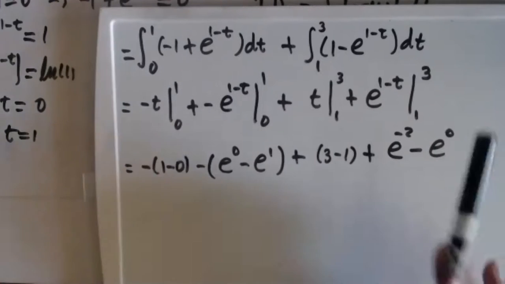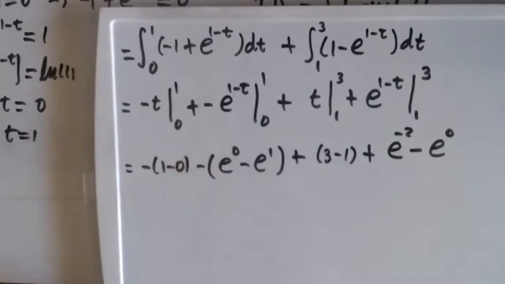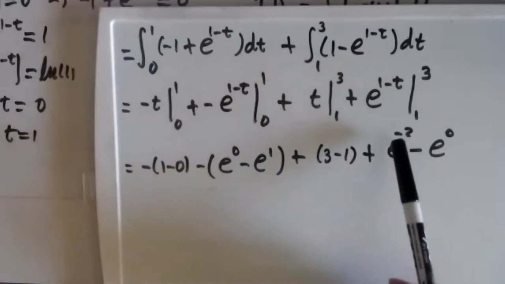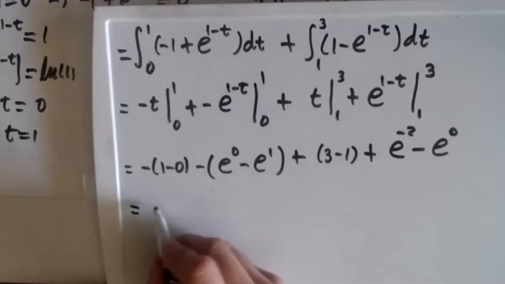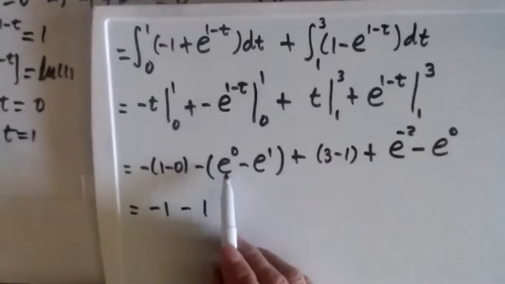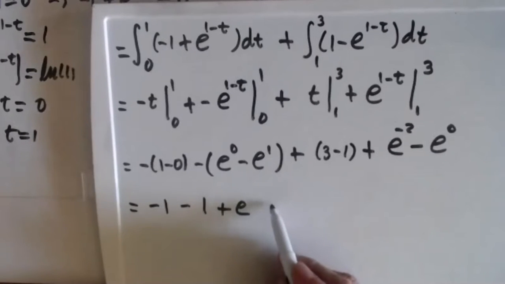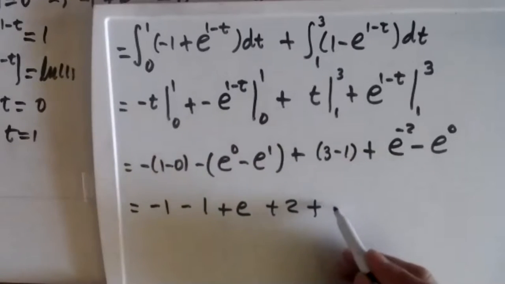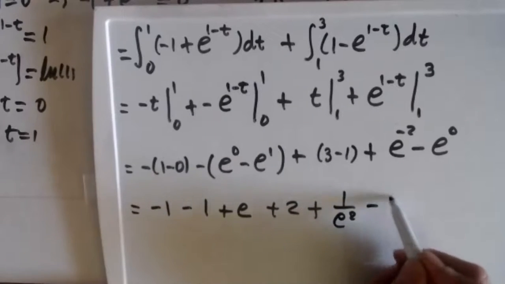Okay, the next part. The antiderivative of 1 is t. Now you evaluate from 1 to 3: 3 minus 1. Plus this antiderivative at 3, 1 minus 3, negative 2, and at 1, 1 minus 1, 0. Now you make the numbers. Negative 1 minus 1, e to the 0 is 1, plus e to the 1 is this one, plus 2, plus this is 1, and this is e to the negative 2, or 1 over e squared, minus 1.